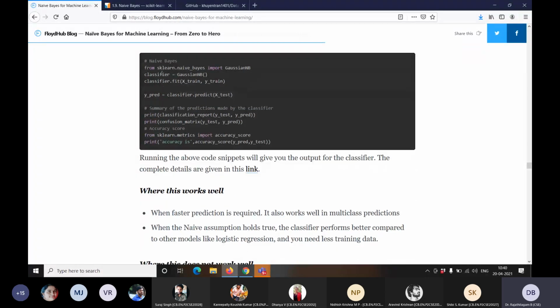So how do you build the classifier? From sklearn.naive_bayes import GaussianNB, classifier is equal to GaussianNB. Then classifier.fit, so do the training with X_train and y_train. Prediction: classifier.predict on X_test. The prediction is y_pred. Then a summary of the predictions made by the classifier, the classification report as well as the confusion matrix. What is the accuracy? Now running all of this on the iris dataset will help you classify.